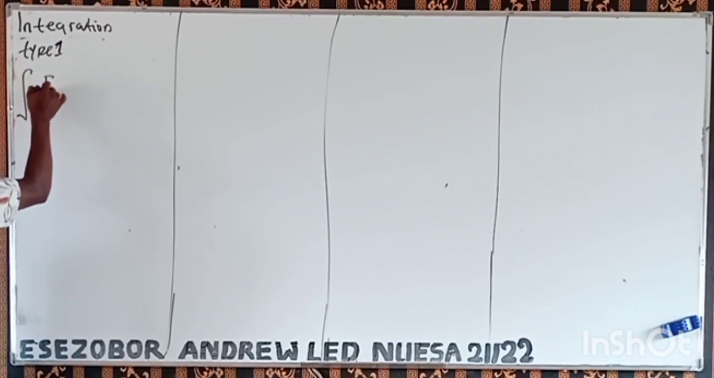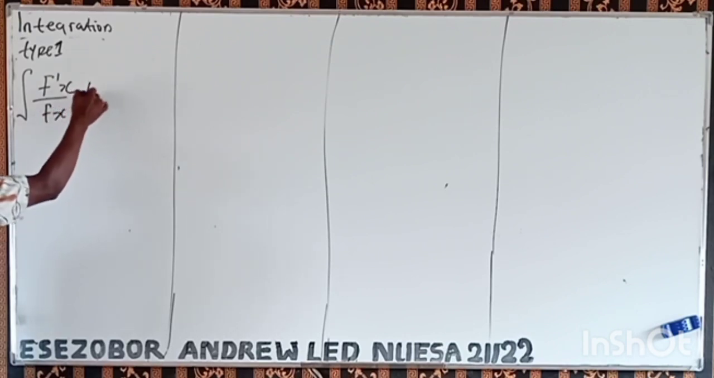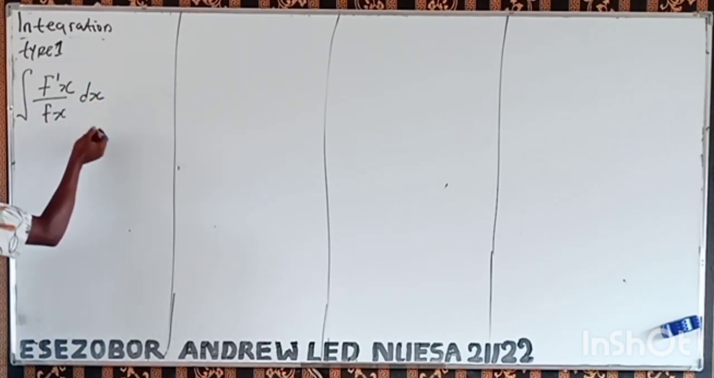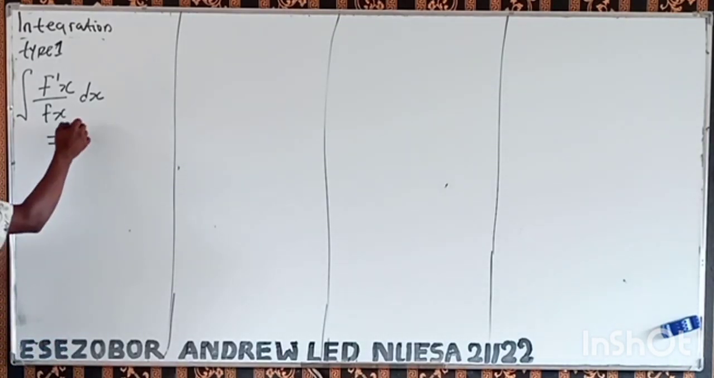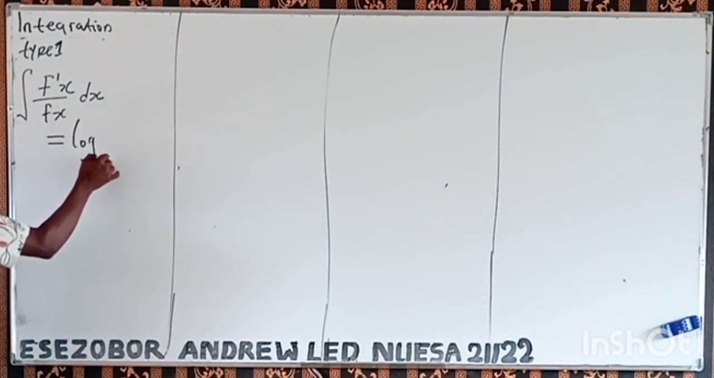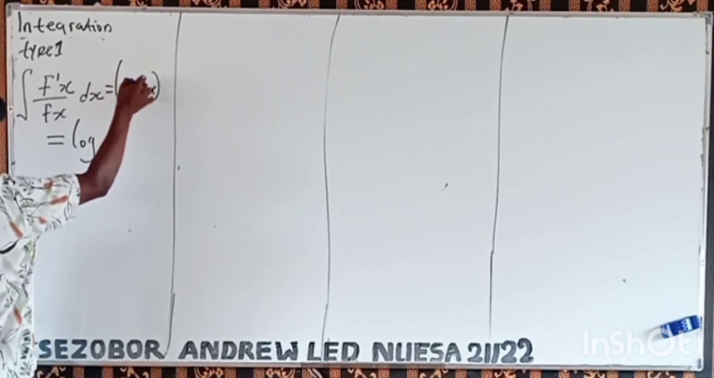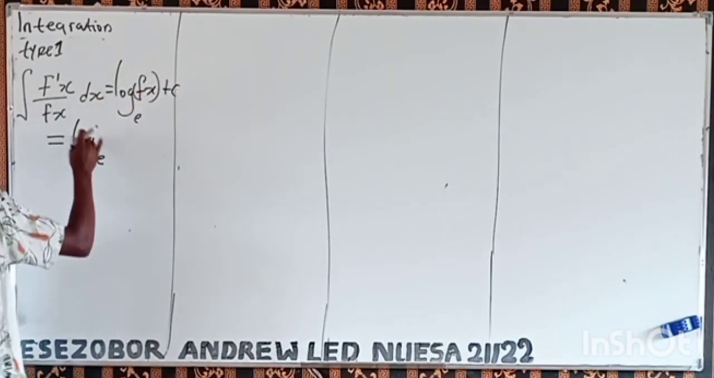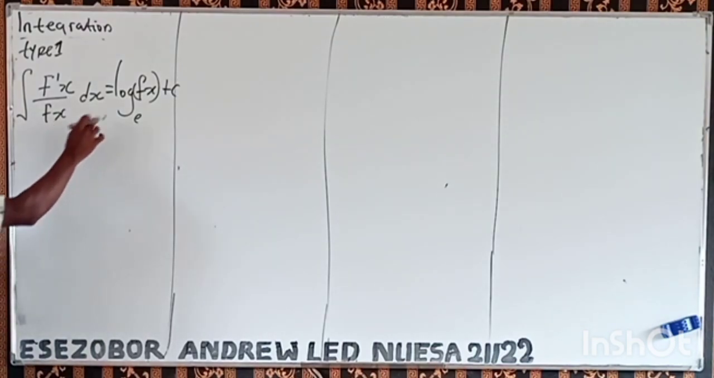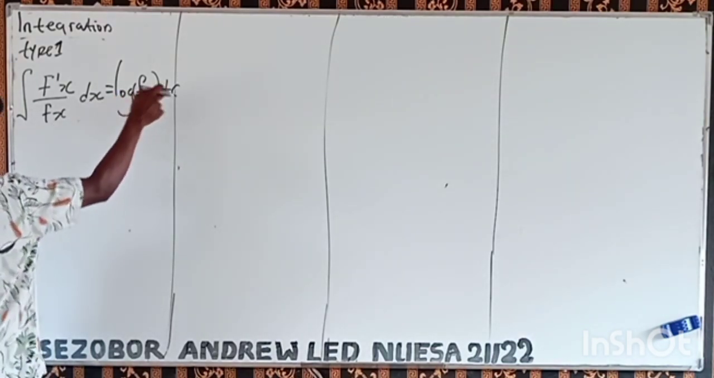Integral of f prime of x all over f of x dx. What will be the answer to this? If you have integration of this type, the answer becomes log e of f of x plus c. That's what I'm going to have as the answer.